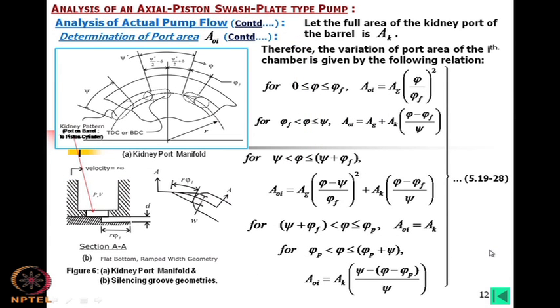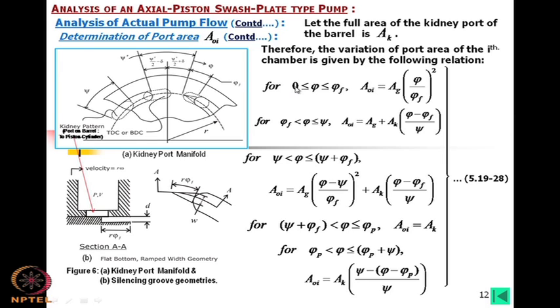Now, the important factor is what is the total opening from the barrel to the port. Let the full area of the kidney port of the barrel be AK. Therefore, the variation of the port area of the ith chamber is given by the following relations.